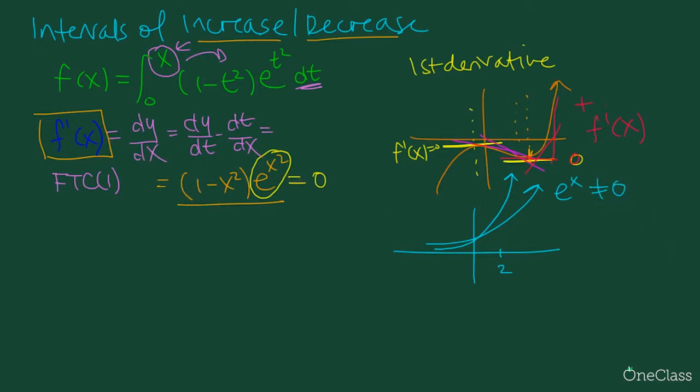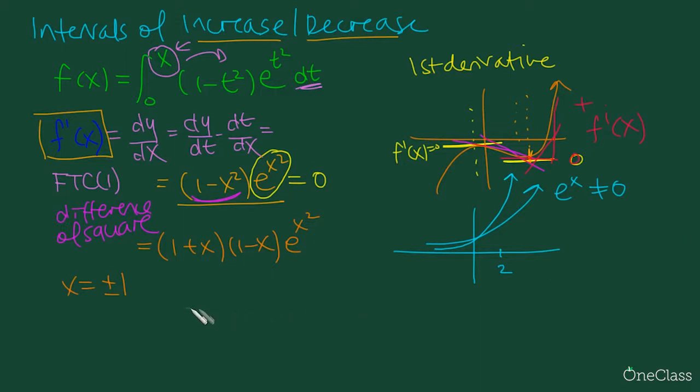So here, the only place where we can set this equal to 0 comes from here. We can factor this further because something like this is called a difference of squares. So this can further equal 1 plus x, 1 minus x, with e to the power of x to the power of 2. So then x can be plus or minus 1. These are the places where we can separate this interval.